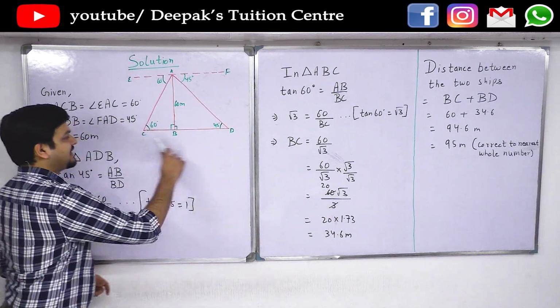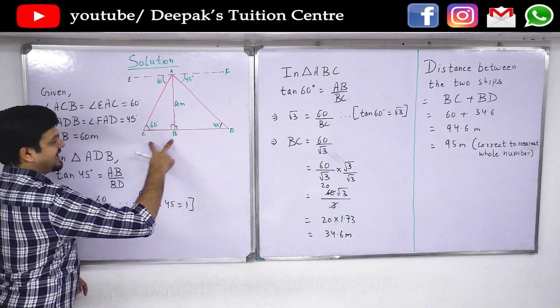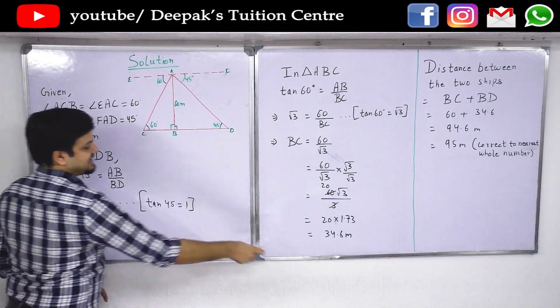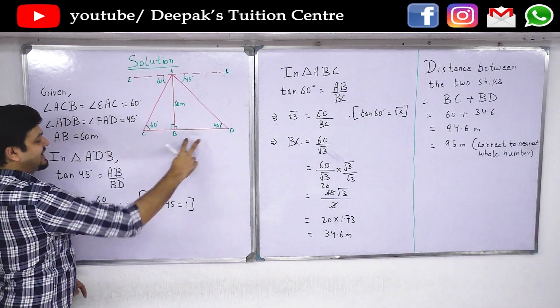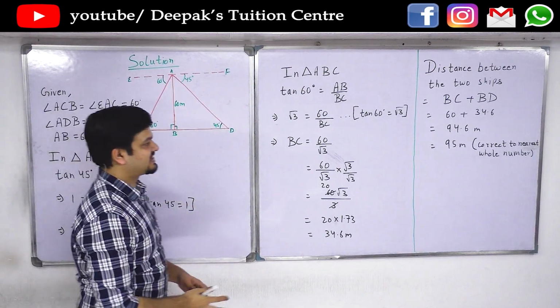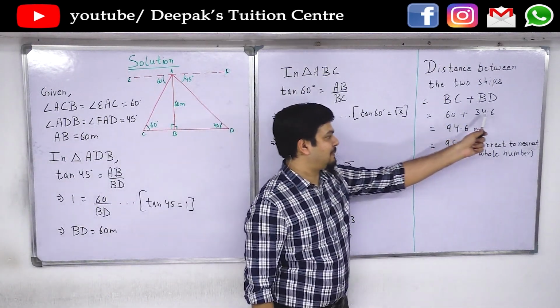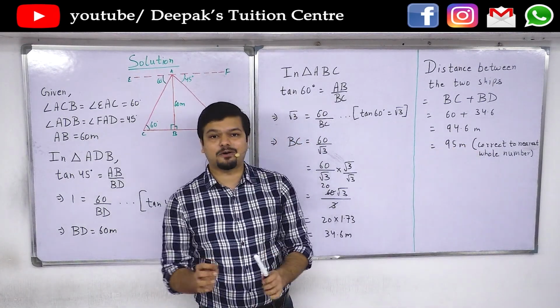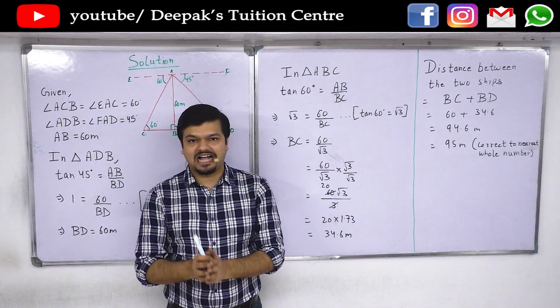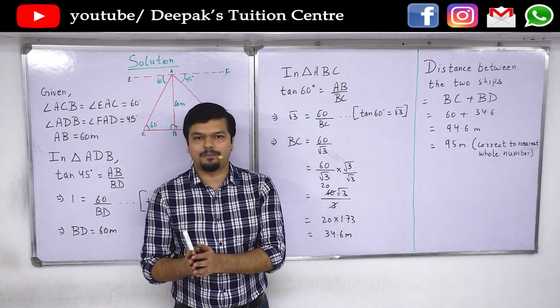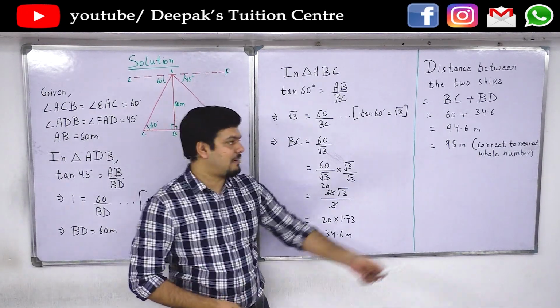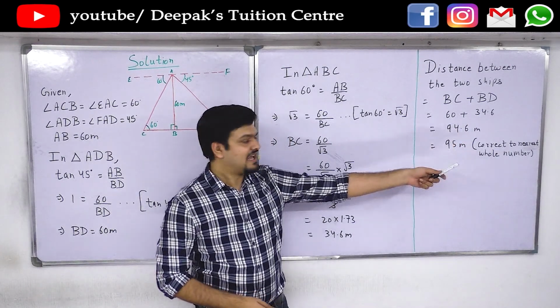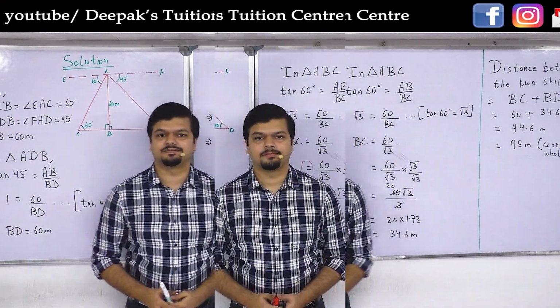Now the distance between the two ships is basically BC plus BD. BC is 34.6 and BD is 60. So we get the distance between the two ships as 60 plus 34.6, that is 94.6 meters. But the question asks us to get the answer correct to the nearest whole number. So we round off the decimal and we get 95 meters.